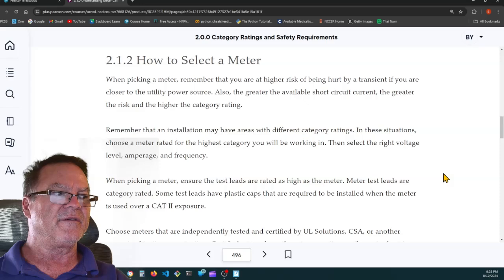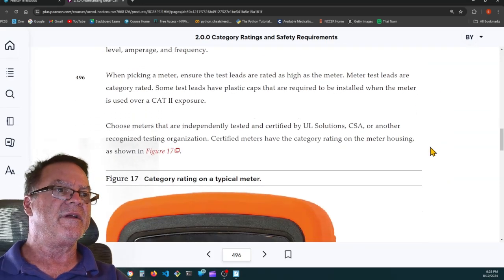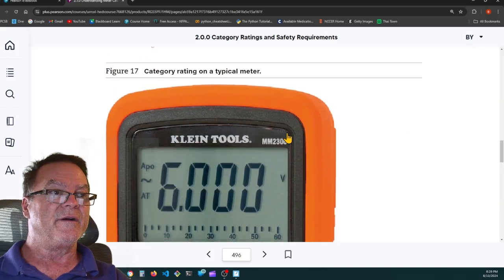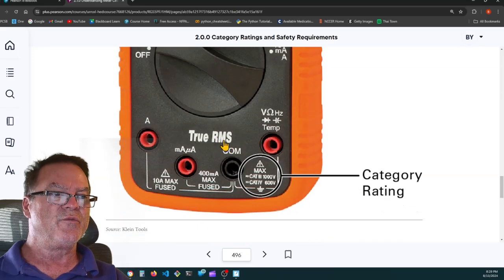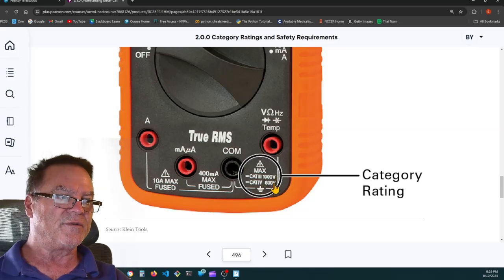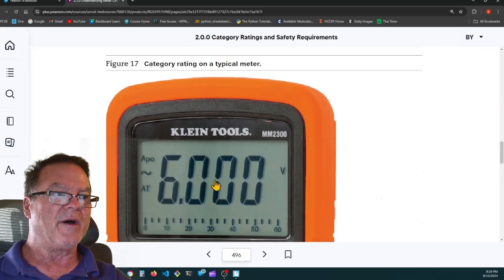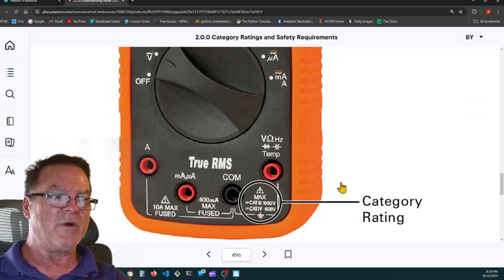Then select the right voltage level, amperage, and frequency. When picking a meter, ensure the test leads are rated as high as the meter. That's very important. You might have a category 4 meter and have leads that say category 2. Here's a true root mean square meter. There you go. It's category 3 up to 1,000 volts. It's category 4 up to 600 volts. Say this is a good meter. Now, I bet my bottom dollar that if you flip it over, it has a UL stamp on it, a UL rating.